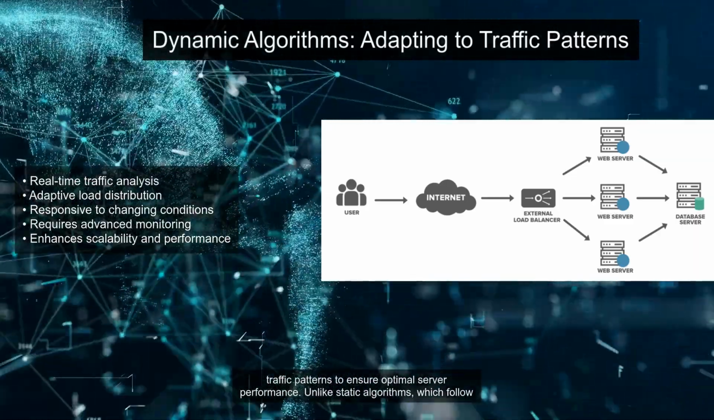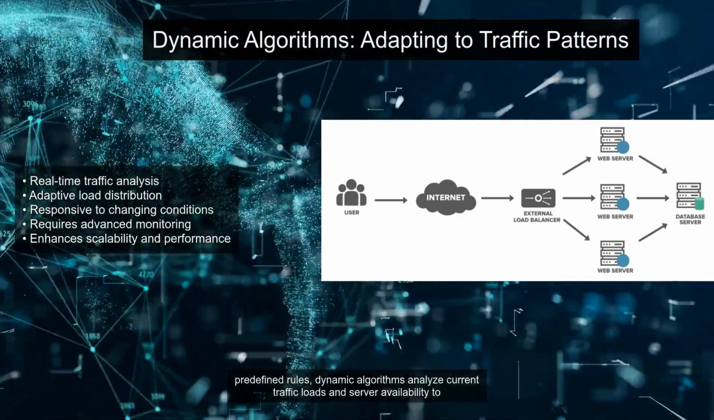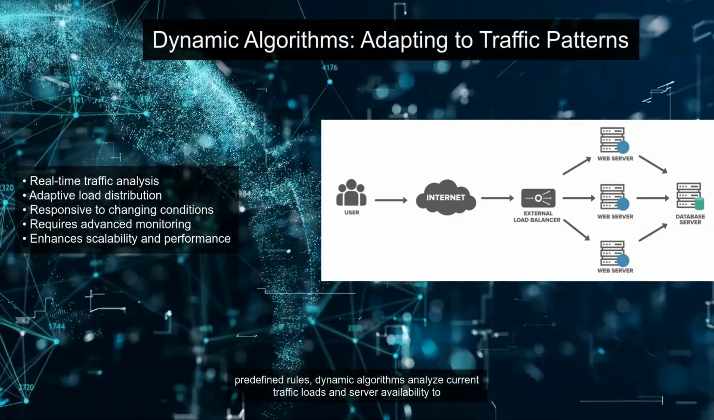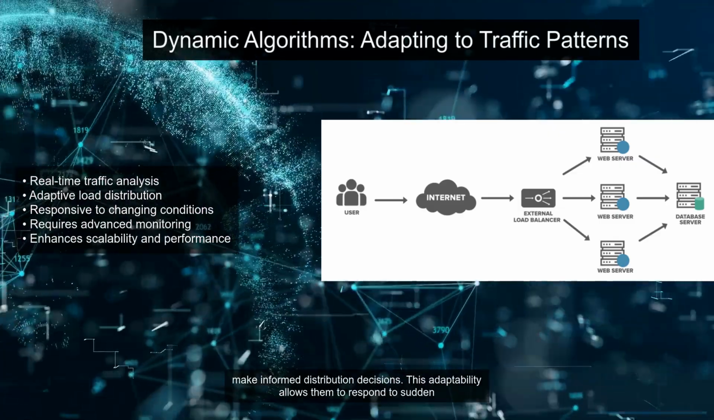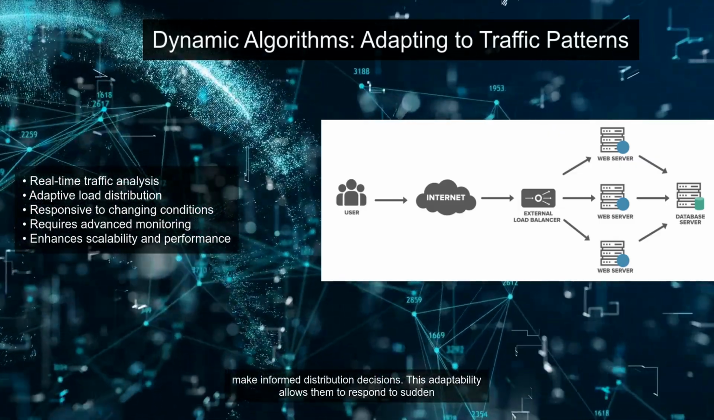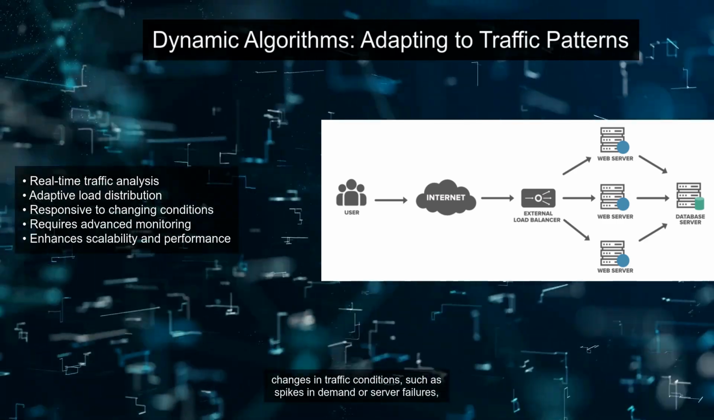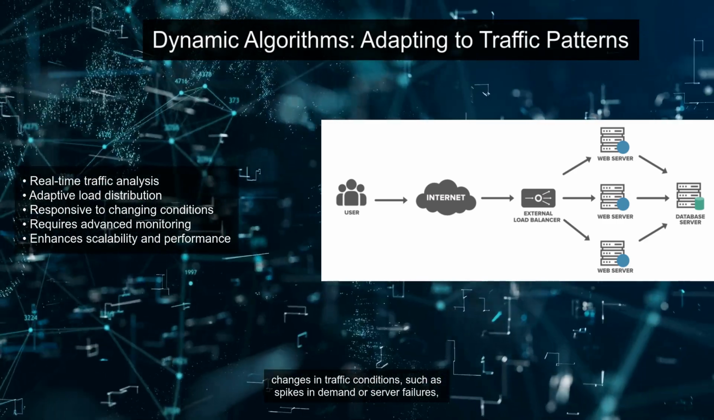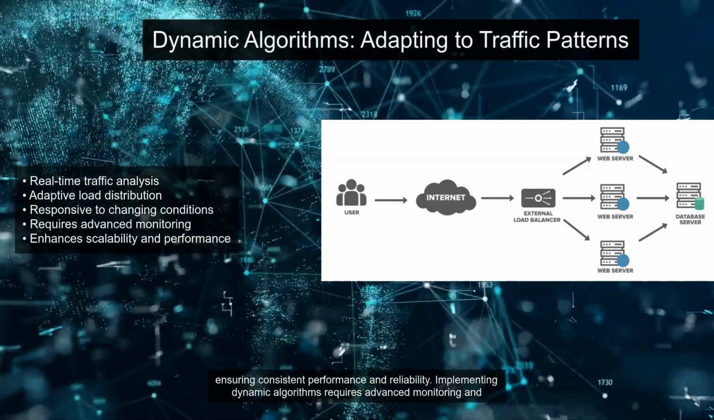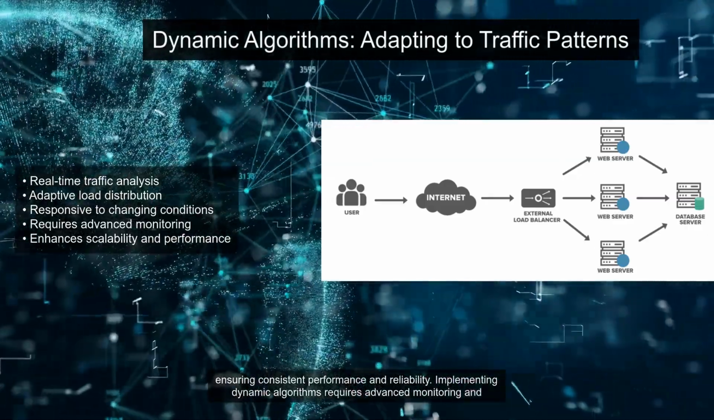performance. Unlike static algorithms, which follow predefined rules, dynamic algorithms analyze current traffic loads and server availability to make informed distribution decisions. This adaptability allows them to respond to sudden changes in traffic conditions, such as spikes in demand or server failures, ensuring consistent performance and reliability.